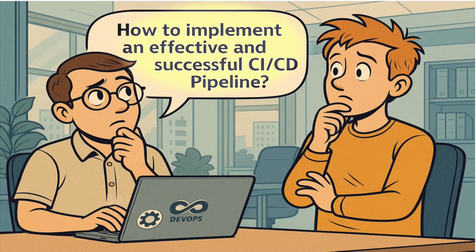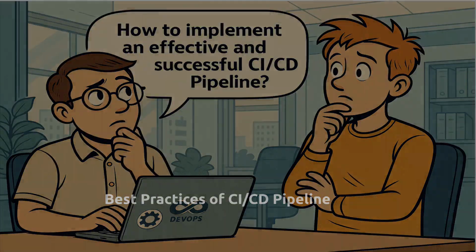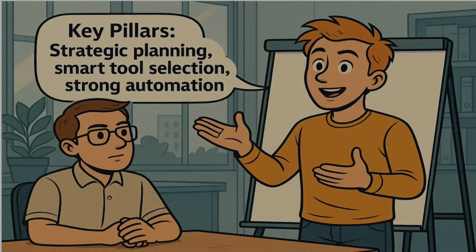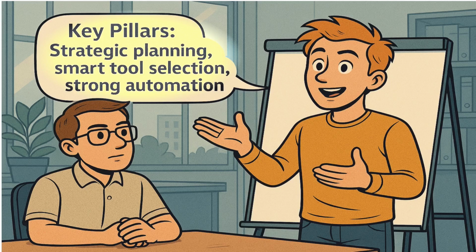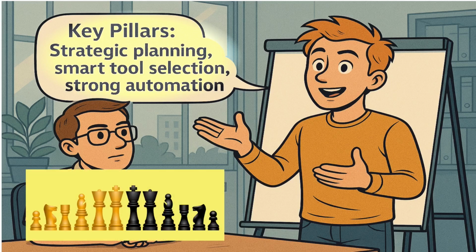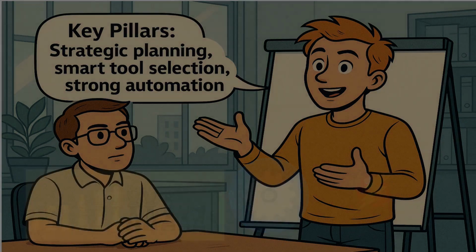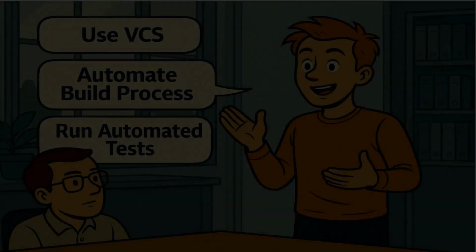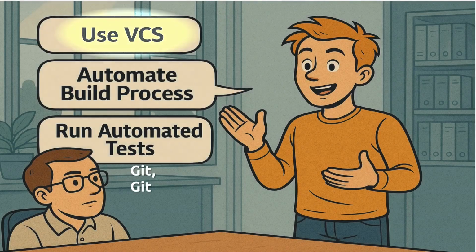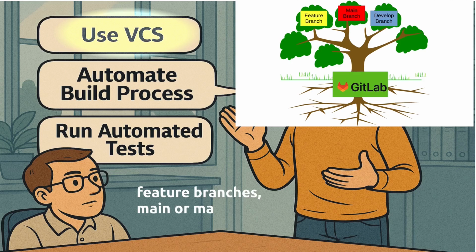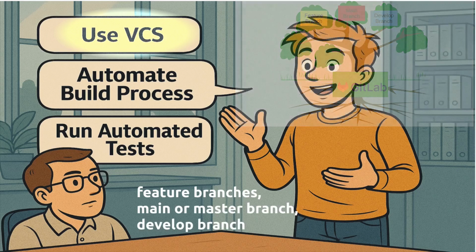Our second question today is, how do you implement an effective and successful CI/CD pipeline? If you want to build a truly effective CI/CD pipeline, you need to focus on a few key pillars: strategic planning, smart tool selection, and strong automation. Here's a step-by-step breakdown. First, use a version control system like Git, GitHub, GitLab, or Bitbucket for all your code. And make sure to implement a solid branching strategy. Feature branches, a main or master branch, and a dedicated develop branch.